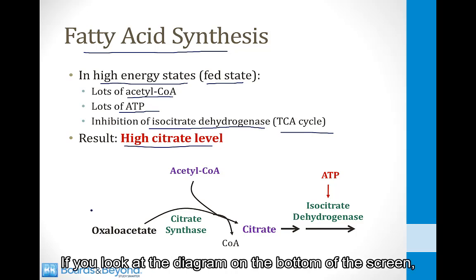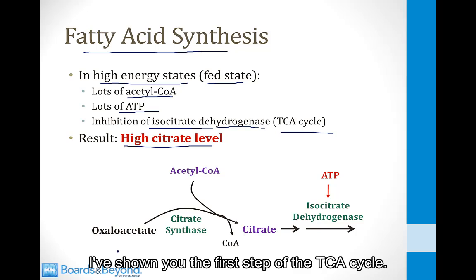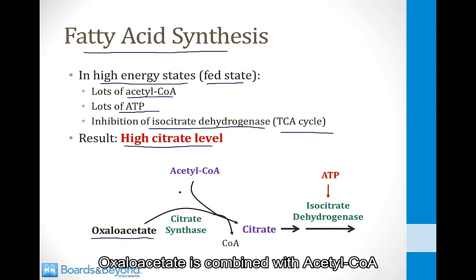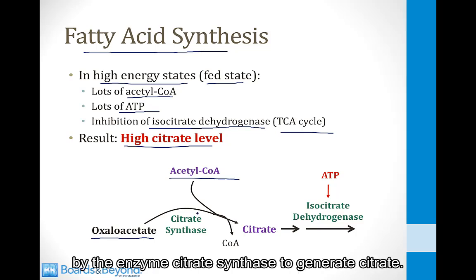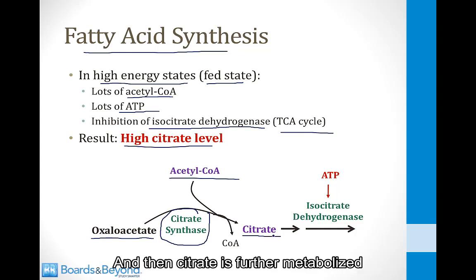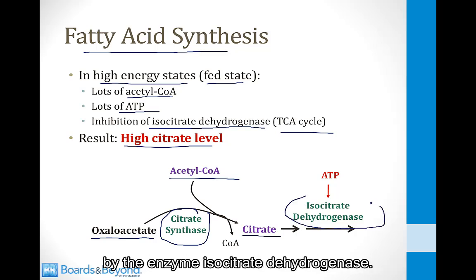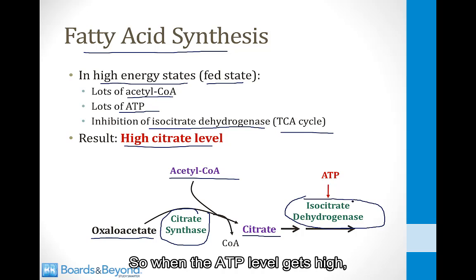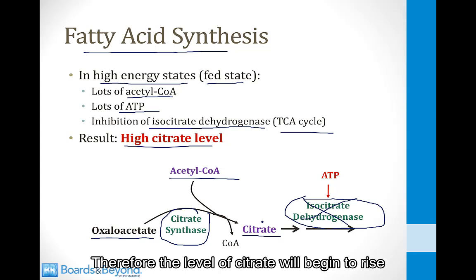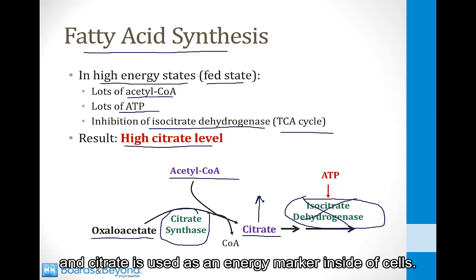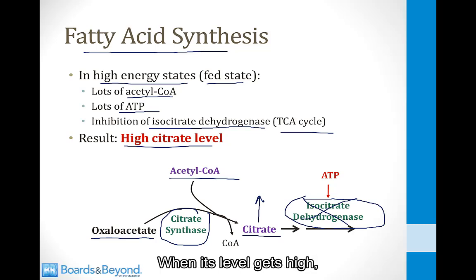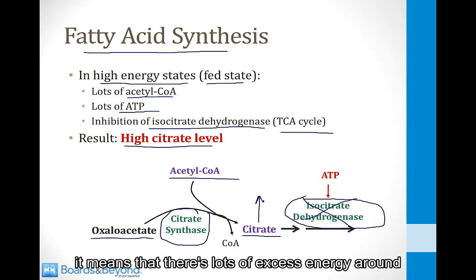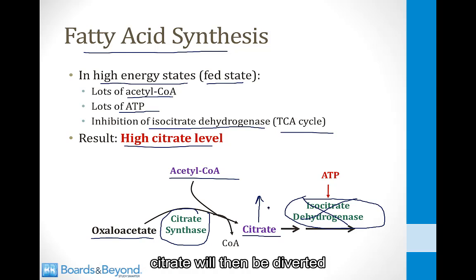If you look at the diagram on the bottom of the screen, I've shown you the first step of the TCA cycle. Oxaloacetate is combined with acetyl-CoA by the enzyme citrate synthase to generate citrate, and then citrate is further metabolized by the enzyme isocitrate dehydrogenase. So when the ATP level gets high, it will inhibit this enzyme. Therefore, the level of citrate will begin to rise. And citrate is used as an energy marker inside of cells. When its level gets high, it means that there's lots of excess energy around, and therefore, as we will see, citrate will then be diverted into the synthesis of fatty acids.